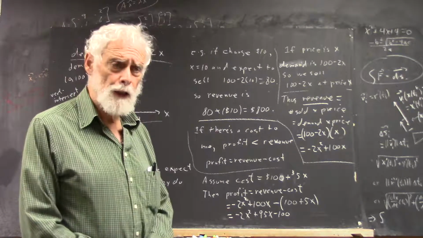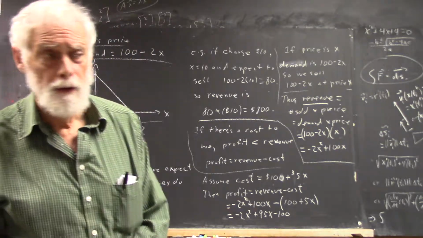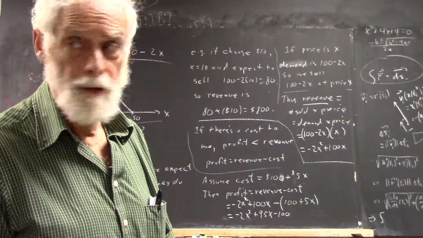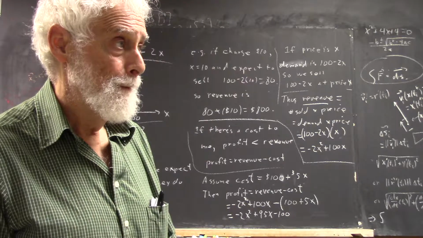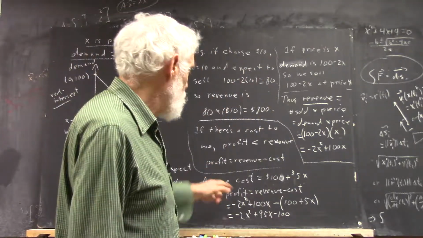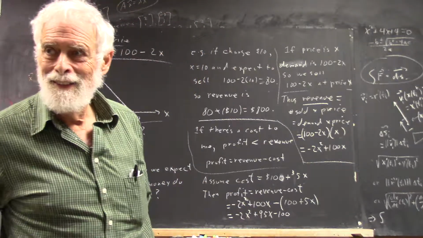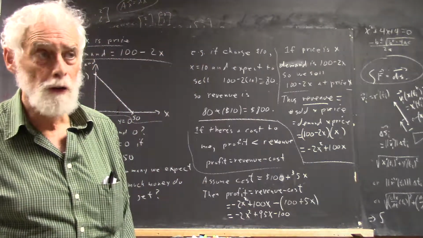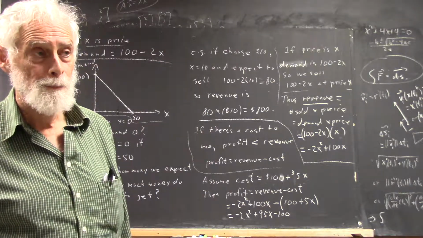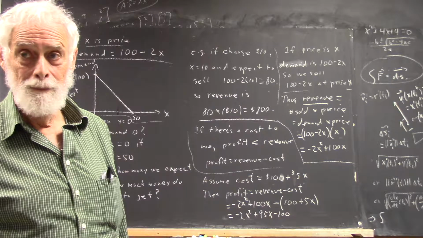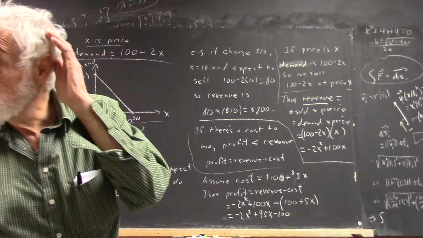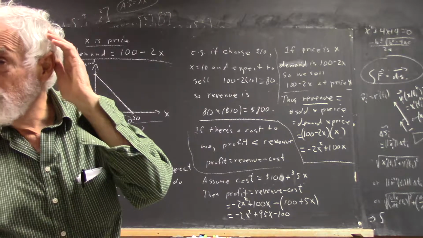Okay, then what's your vertex going to tell you about the whole business situation here? Well, what does the vertical coordinate of the graph of profit versus cost or versus price look like? I mean, what's the vertical coordinate mean? Show you the best price to sell them for. The best price to get the most profit.